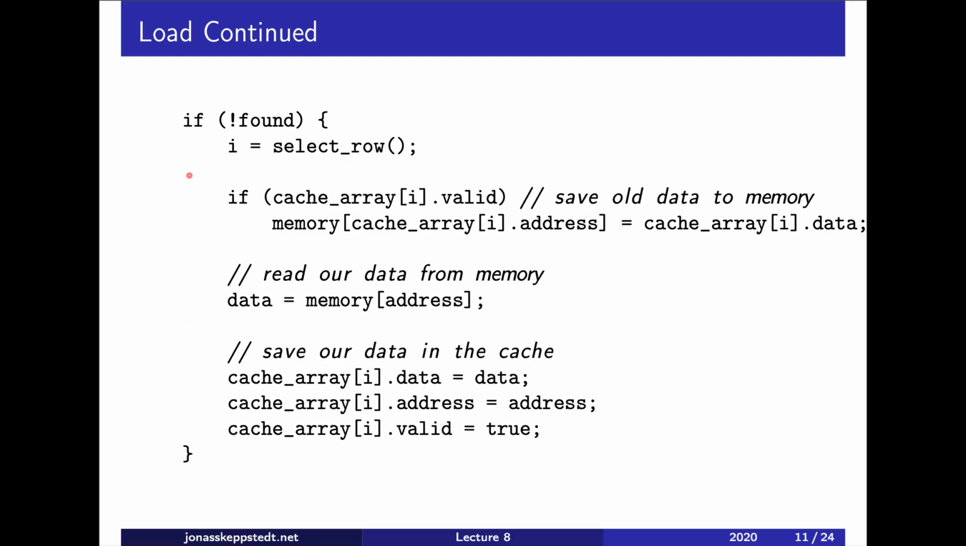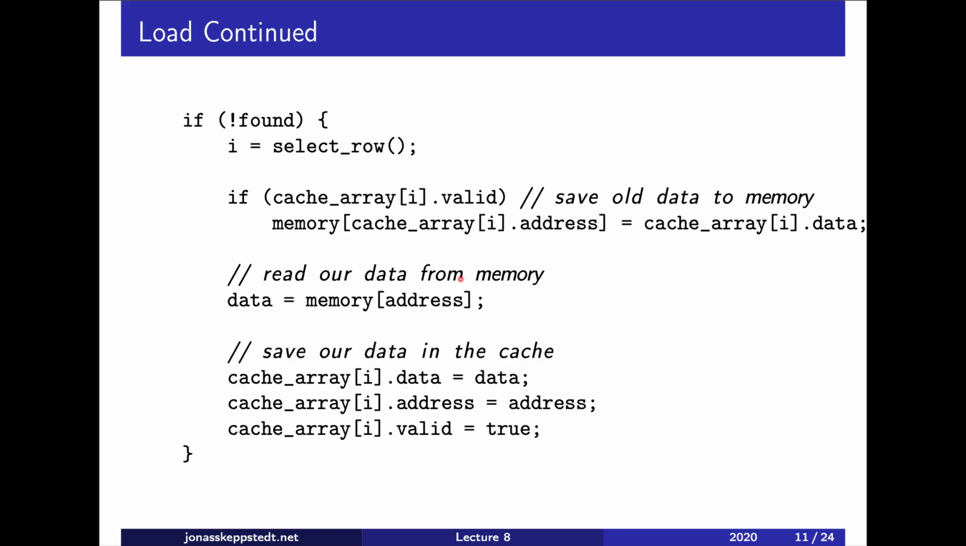That means if we didn't find it, we use some way to determine which row we should get. And then if the data in the cache is valid, we copy it to memory. This should only be done in reality if the data in the cache was modified, but this is a simple way to explain the basics of a cache. Okay, so we copy it to memory and then we fetch the data from memory.